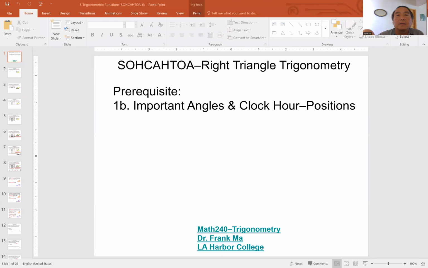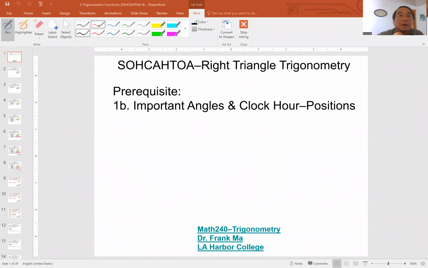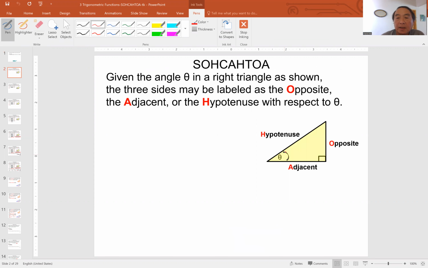We define trig functions using the historical method through a right triangle. Here's the angle theta, and the wall opposite to it is called the opposite, O, and the floor is the adjacent. Then you have the tilted side, that's the hypotenuse.